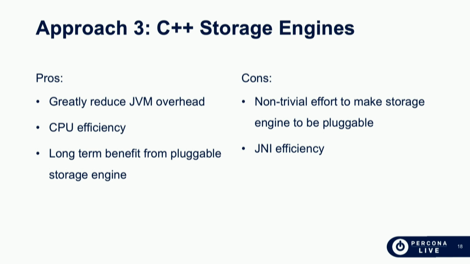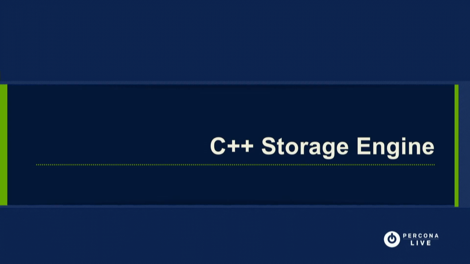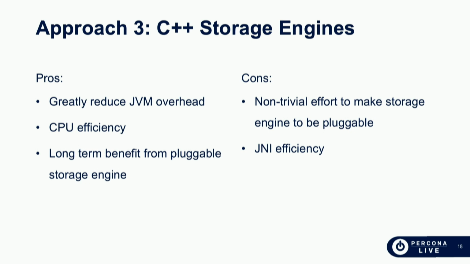As for the challenges, currently the Cassandra storage engine is not pluggable, which means the storage engine is highly coupled with other components, like streaming, repair, etc. So we need to spend non-trivial effort to refactor the Cassandra code base to make the storage engine pluggable. And also we plan to use JNI as a bridge between Java and C++, so we need to be very careful about the efficiency and the reliability of the JNI interface.